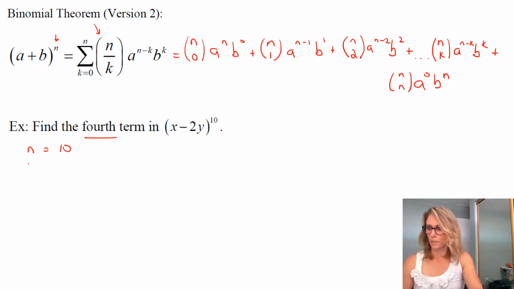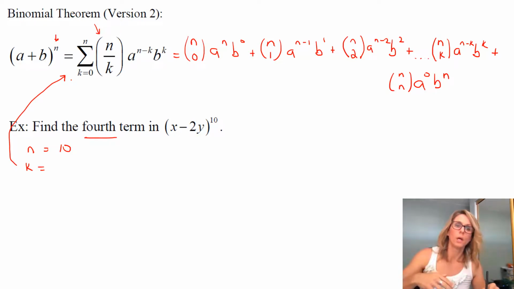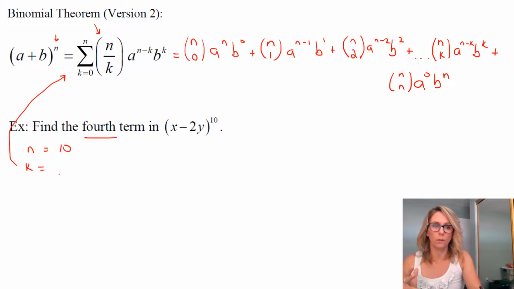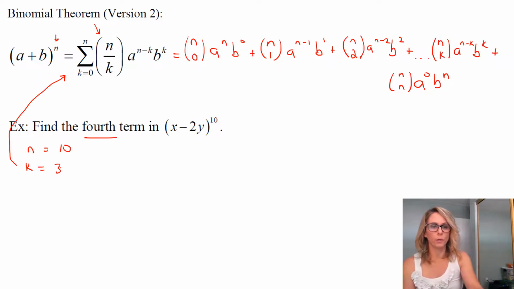And we would also need to be thinking about our k. Now the big thing to understand is that because k starts at 0, your fourth term would be k equals 0, k equals 1, k equals 2, k equals 3. So our k is actually 3 because k starts at 0. But now we can come up with our fourth term.